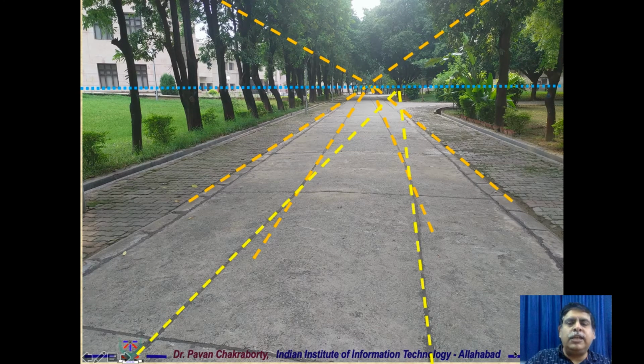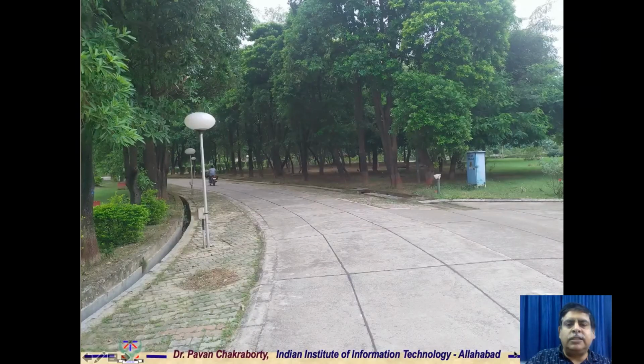Now here what you see is that there seem to be two vanishing points. Due to the curvature of the road, the front portion of the road vanishes at a particular point, while the other part of the road vanishes at another point. But both these points are on the same line, which is the horizon. This is a two-point vanishing image where both the points are on the horizon.